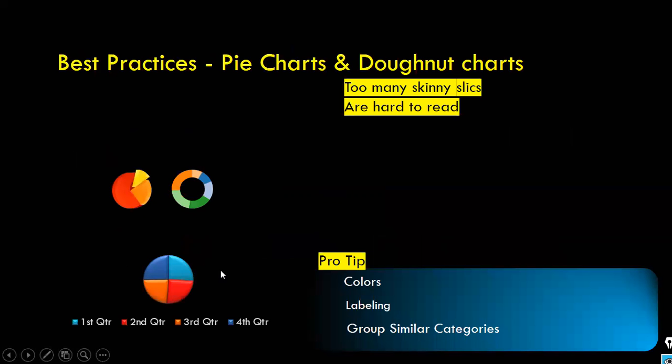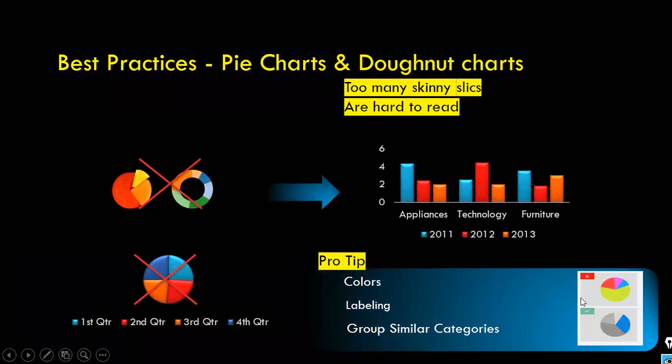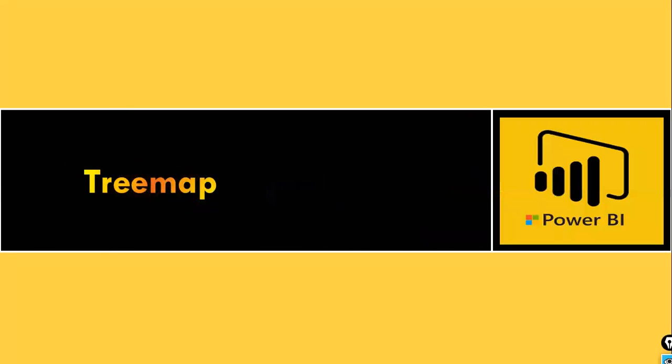And the tip here is the colors. You can use a combination of colors like these. Don't use very dark or very light colors, as they will be too striking. Also, too many skinny slices are hard to read, especially if you have a lot of categories. In that kind of situation, don't go for this. You can better go for a Treemap kind of thing.